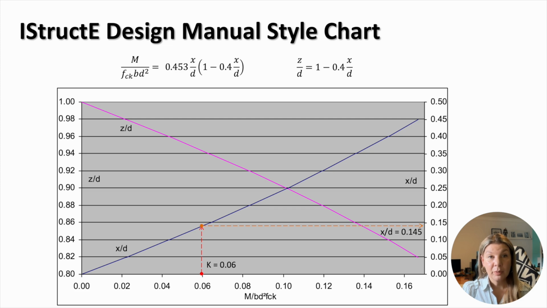For K equals 0.6, we draw a vertical line till the intersection with the X to D curve. From the intersection point, a horizontal line is drawn until the intersection with the right ordinate. The corresponding X to D ratio equals 0.145. The vertical line is then continued till the intersection with the Z to D curve. From the intersection point, a horizontal line is drawn until the intersection with the left ordinate. The corresponding Z to D ratio is 0.945. From the parameter K and Z to D and X to D ratios, the area of steel can be found.